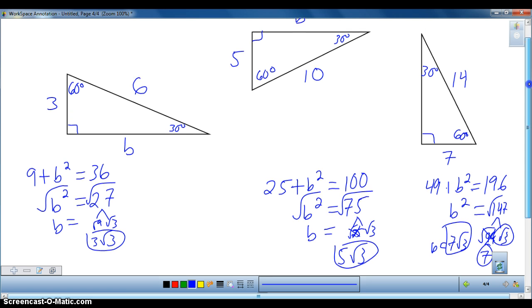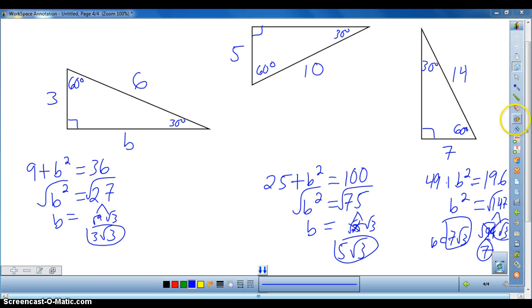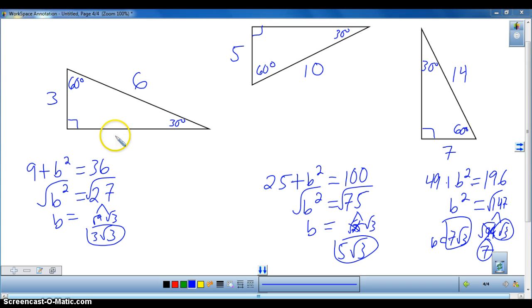Okay, so you can see my answers showing up here. I found for the missing side lengths, and notice how these always ended up having to subtract. And I'm skipping a little bit of work on here, but I feel like we can handle it. This missing side length was 3 square root of 3. Up here, the missing side length was 5 square root of 3. And on this one, the missing side length was 7 square root of 3 after all that simplifying.